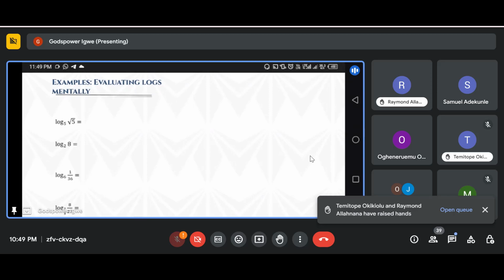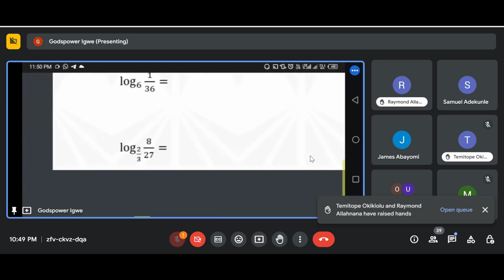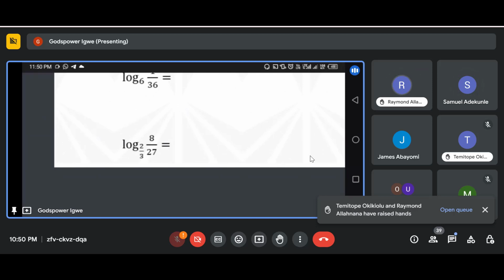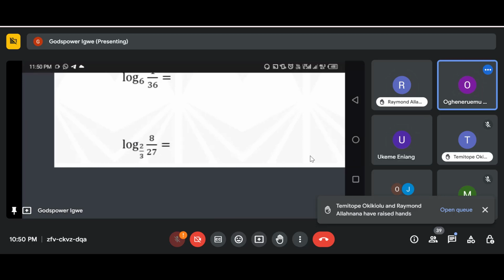So this other one, log 2 over 3 of 8 over 27. What will be the answer? Yes, it will be 3.